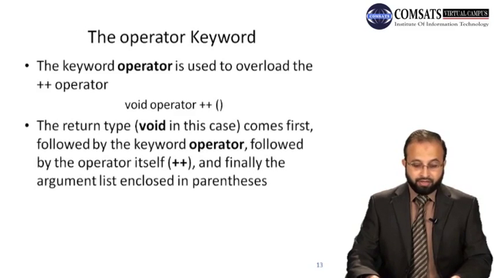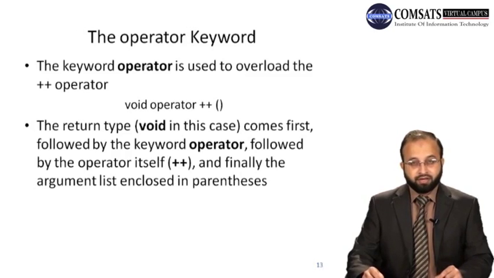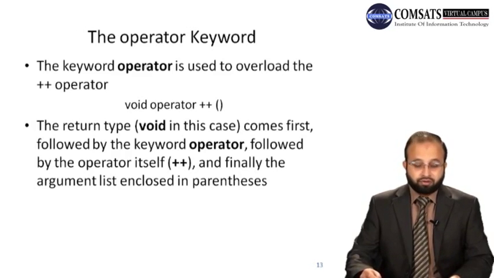So the return type void in this case comes first, followed by the keyword operator, followed by the operator itself, that is plus plus, जिस operator को आप overload करना चाह रहे हैं. So अगर मैंने plus operator को overload लिखना है, then मेरा function बनेगा void operator plus, right, and then bracket. It depends whether we want to return any value from that operator function or not. Right, we will see how we can return.